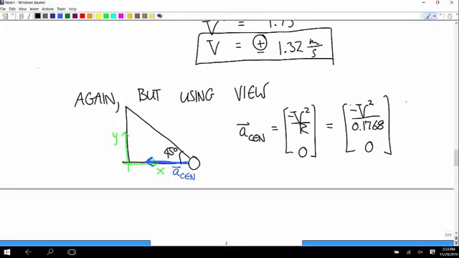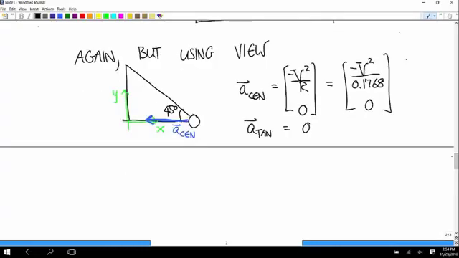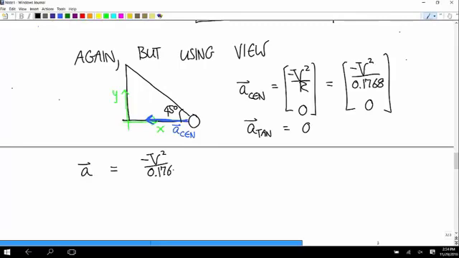And what's the tangential acceleration? Yep, that's always true in any tetherball problem. And so the total acceleration is negative v squared over 0.1768, and then 0 for y. So we have a negative now that we didn't have before. But in order for this to work out, that has to be countered by another negative that we have somewhere that we didn't before. So we'll see that happens too, and we'll end up with the same answers.